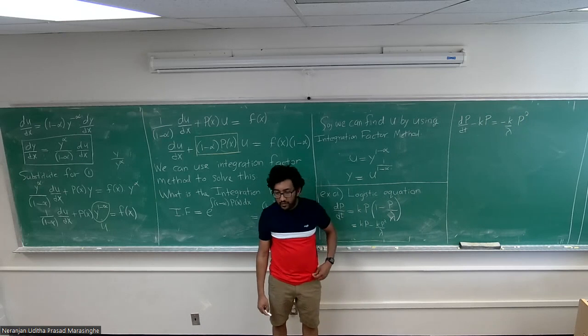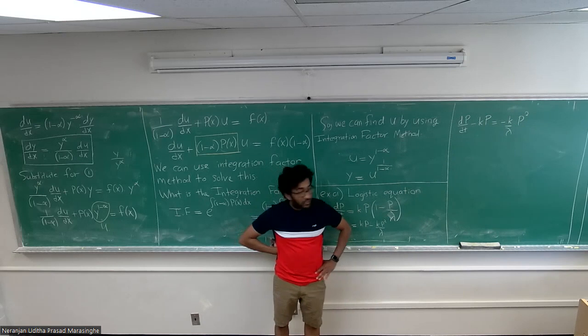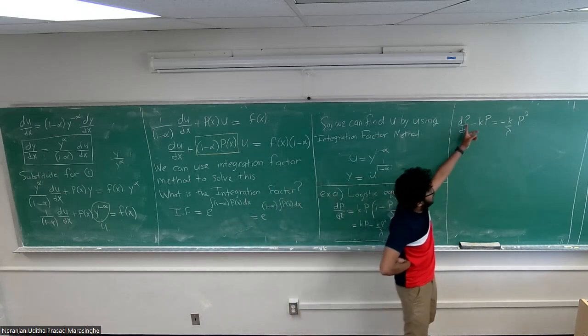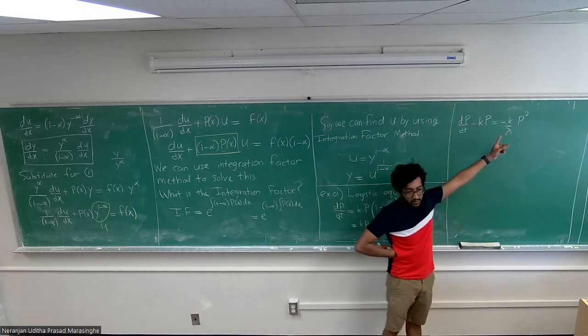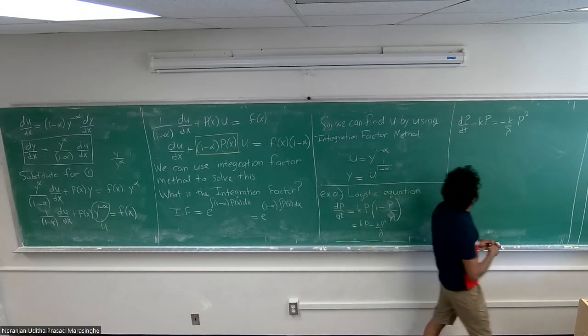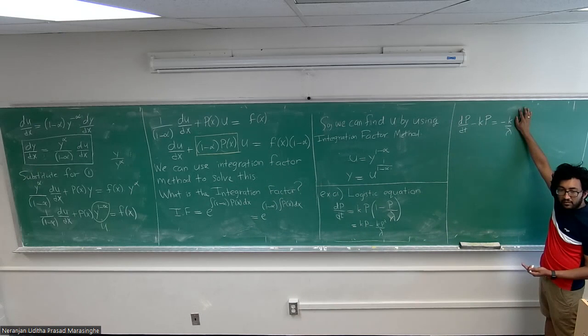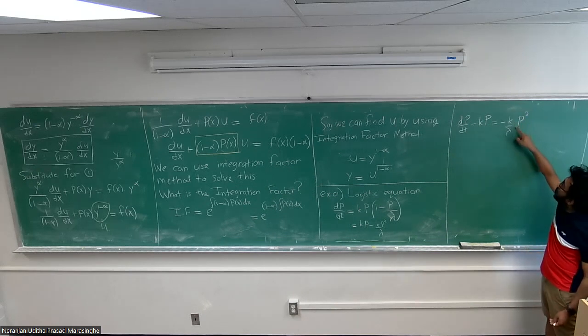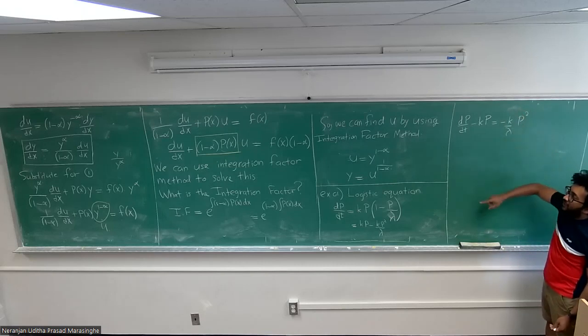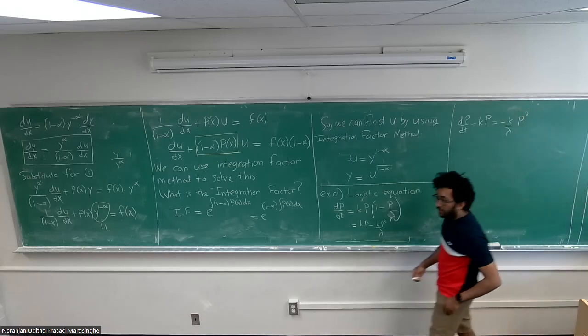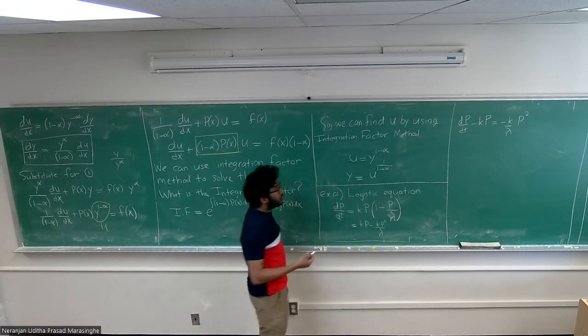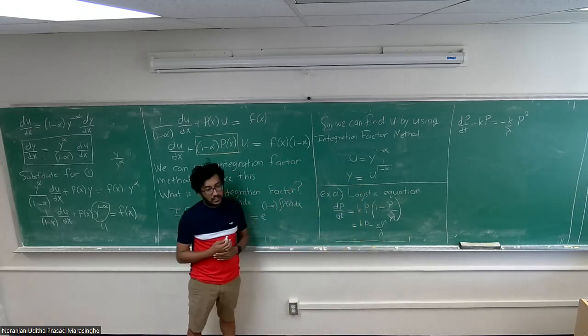Is it linear or nonlinear? Nonlinear, right? Because P square is there. P is my dependent variable and its square is there. Suppose you do not have P square, then it's linear, and you can apply the integration factor method. But now P square is there, so you can apply the Bernoulli trick. So instead of alpha, what would you have here?